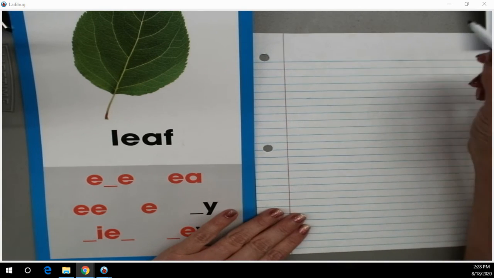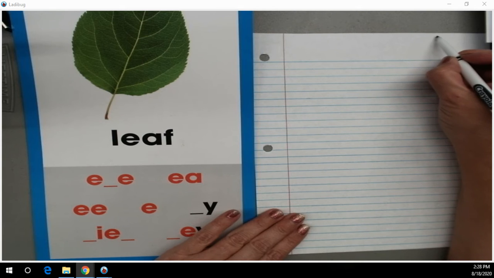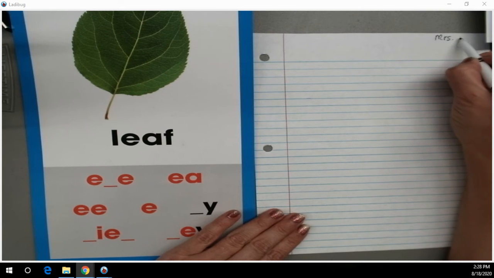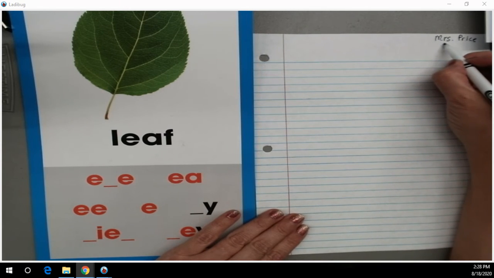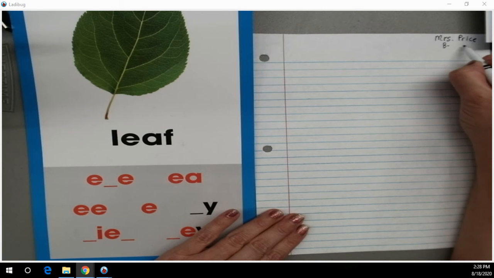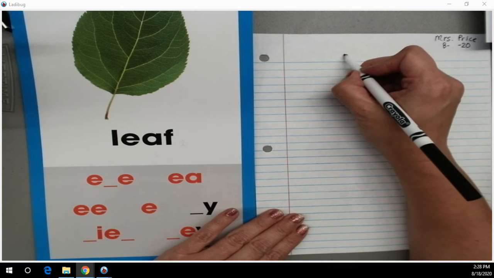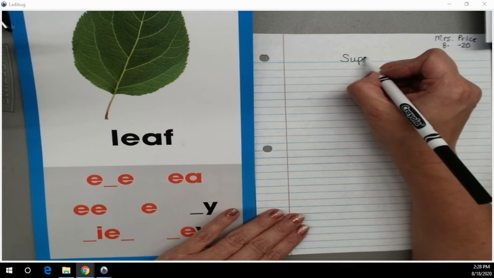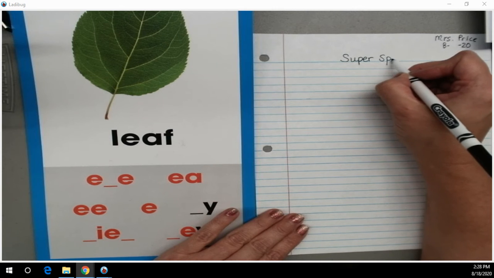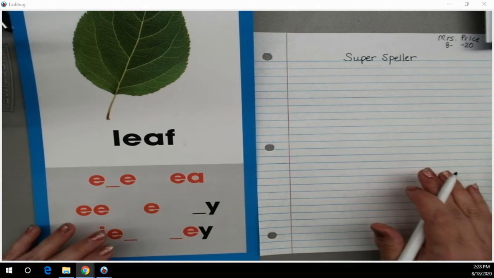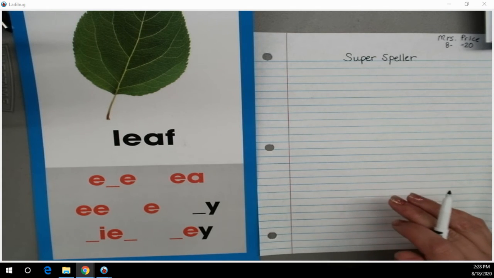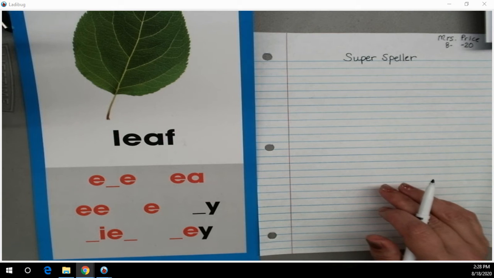So have a lined piece of paper, and I want you to put your name up at the top right-hand corner. And then the date, August, whatever it is. I'm doing this a little bit early. 2020. And up at the top, we call this our super speller paper. Super speller. And we're going to use this to talk about the long E sound and some of its spelling patterns. There are many spelling patterns for the long E.